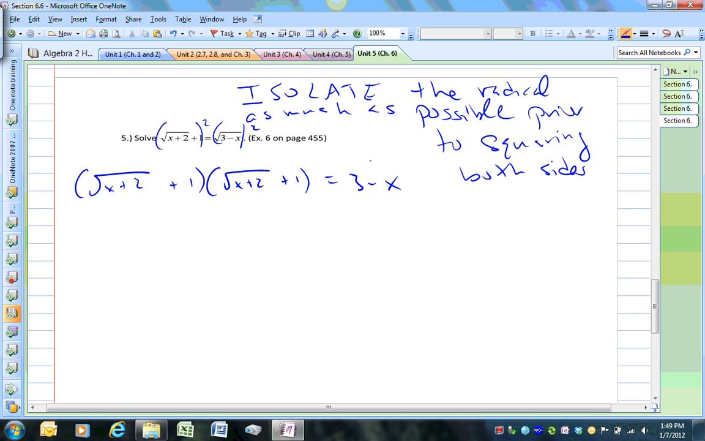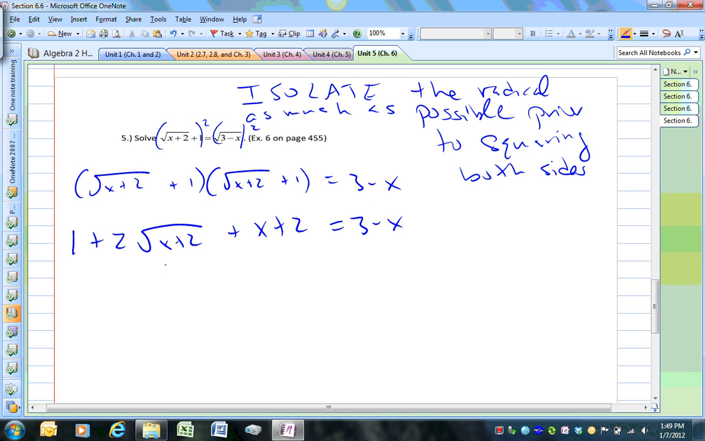Because you're going to have to FOIL. I would probably recommend pausing the video, FOIL the left side, see if you get the same thing as I do, and then hit play. So here's what we get. 1 plus 2 root x plus 2 plus x plus 2, because root x plus 2 times root x plus 2 is x plus 2.